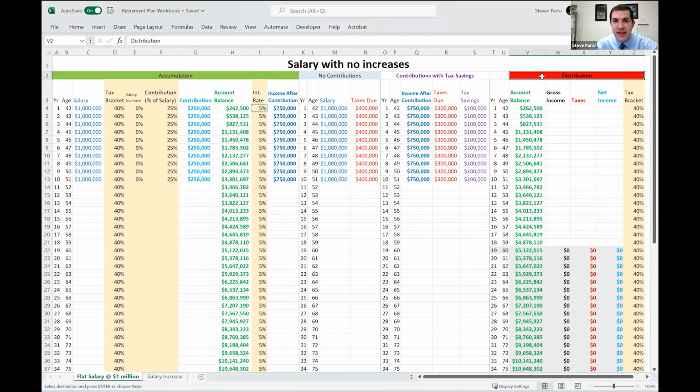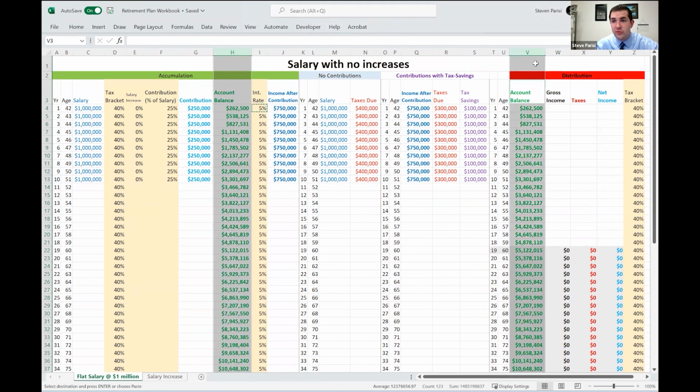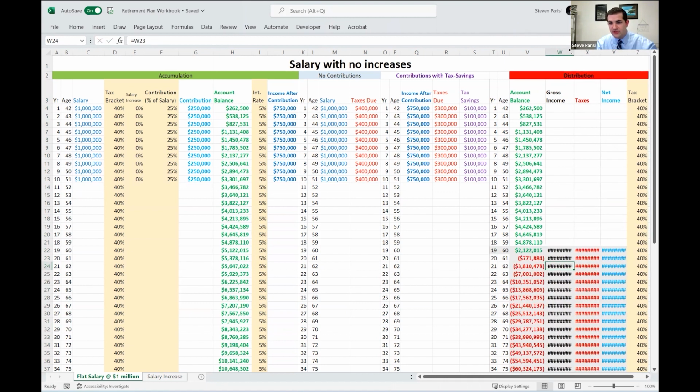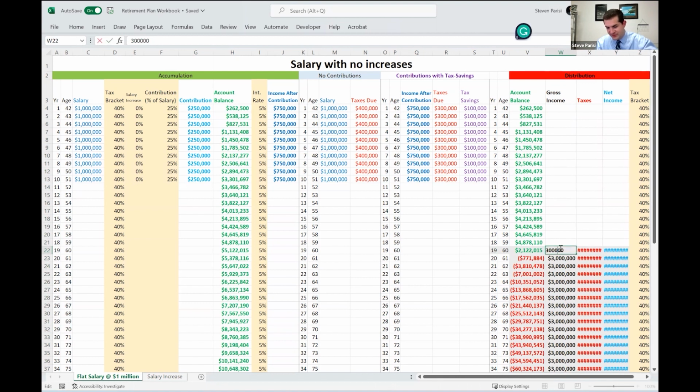Distributions, taking the money out. What do we see? The account balance. Compare that with column H. You'll see they're identical because we don't have any distributions. Then this, gross income, taxes, and net income. So what this will do, let's assume you want to pull 300,000. Make this a little bit bigger. One too many zeros. That explains it.